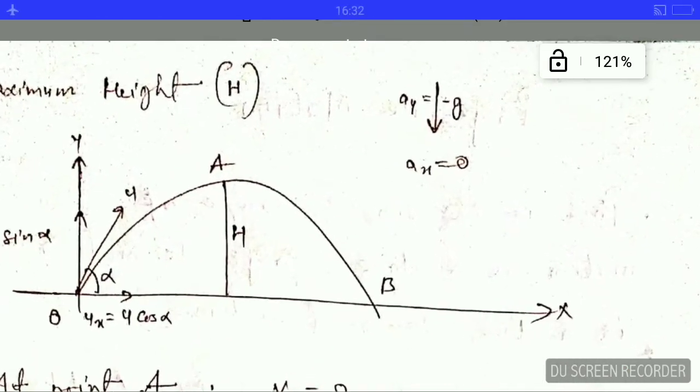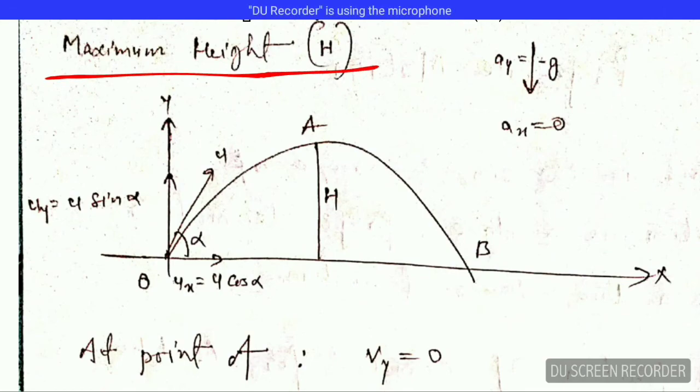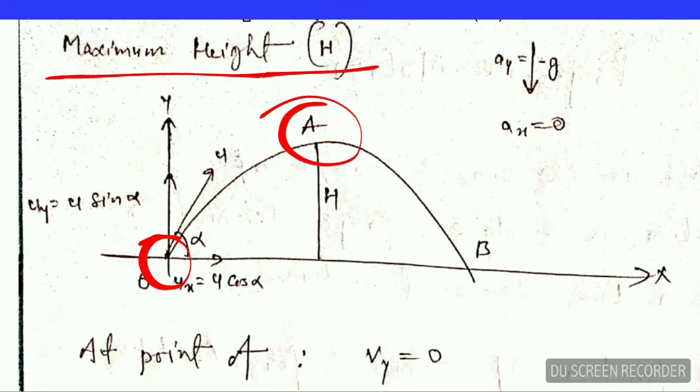Now in this section, we will calculate the maximum height. Maximum height is the height that the projectile attains in its motion. When the projectile is thrown, its velocity goes on decreasing. When it reaches its maximum height, it becomes 0. That means uy will become 0 at this point.